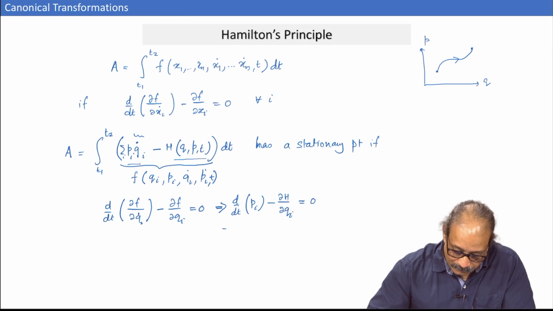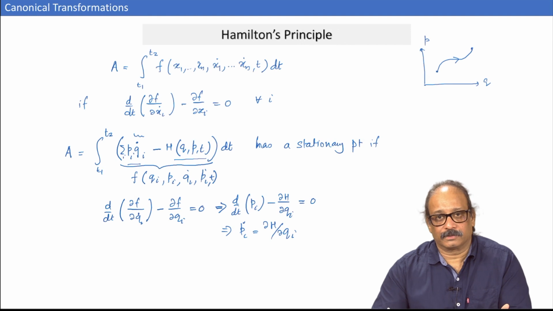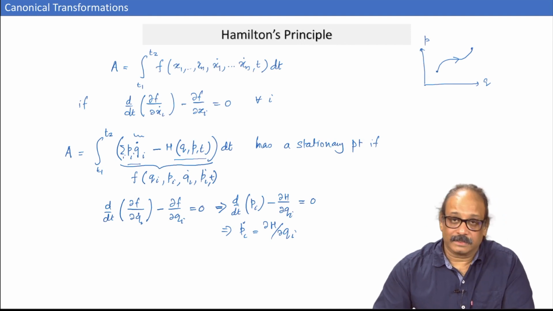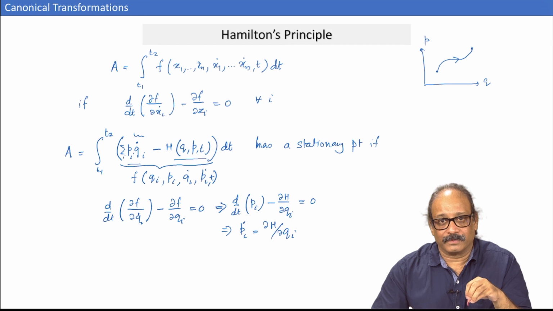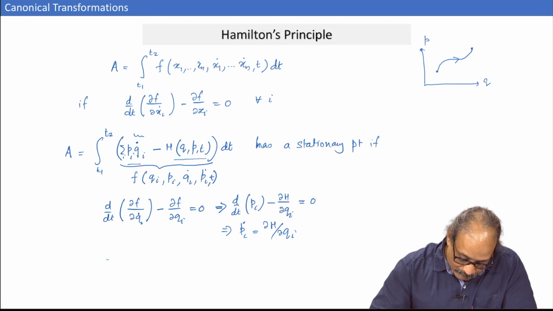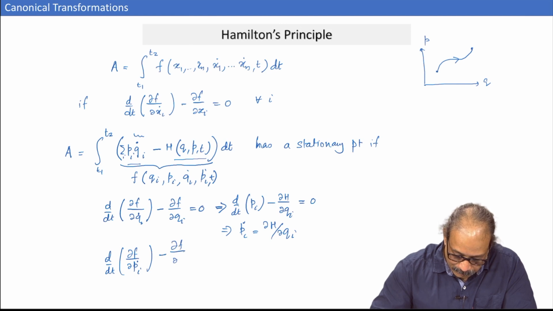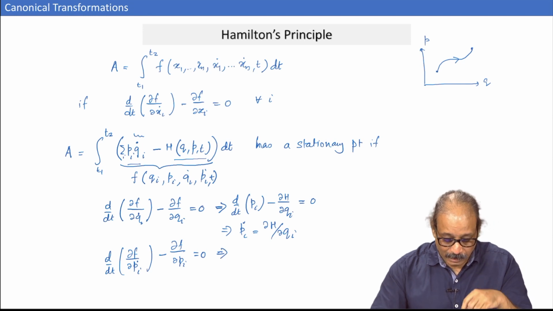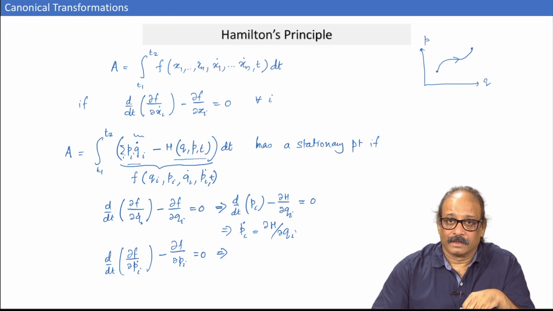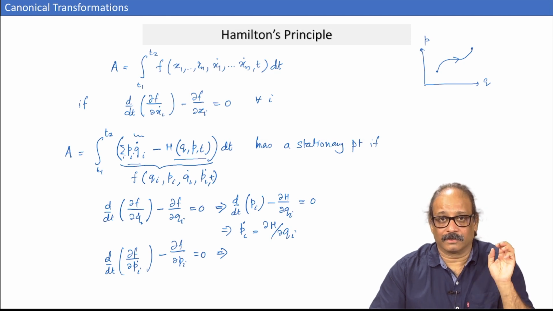This gives you our first equation, p_i dot is equal to minus partial of H with respect to q_i. The second equation, remember p_i's are also independent variables. So, d by dt of del f over del p_i dot minus del f over del p_i, this also must be equal to 0. And what does this give us? p_i dot just does not appear in the equation at all.